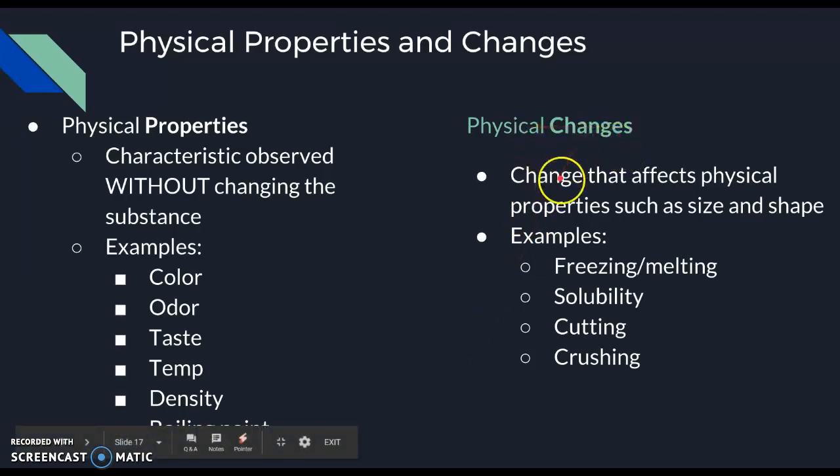Physical changes are things that affect the size and the shape. So we're not changing the actual substance, we're just changing something like the size or the shape. We freeze it, melt it, we dissolve it into something, we cut it, or we crush it. We're not changing the actual substance. We're just changing the shape or the size.